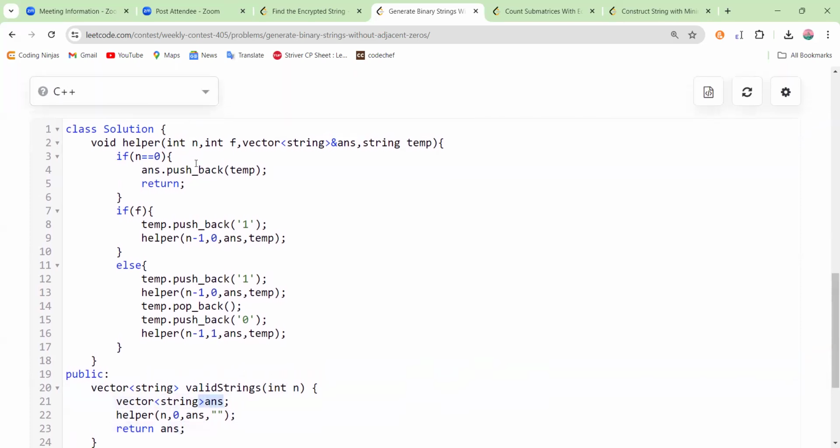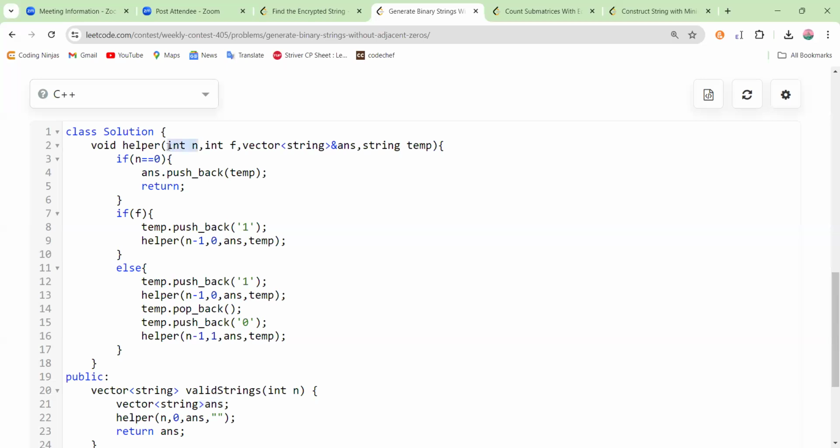So let's look at the helper function now. This int n is the length of the string that is still left to construct. Int f is the value of f, then vector string ampersand answer, because we are going to update this particular answer only, and we have a string temp. If n is 0, this means that we are done constructing the string. So in that case, to our answer we can push back this valid string temp and simply return from here.